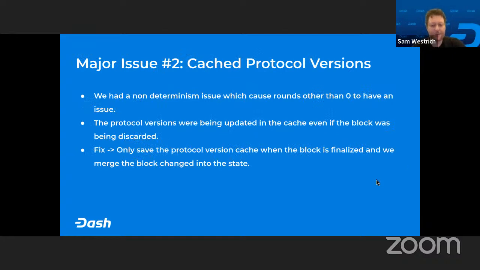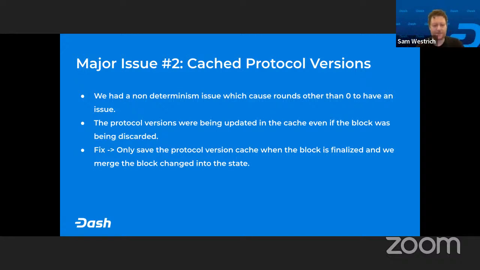The next issue was actually about 2 weeks ago, but this one was a very major one. This actually caused platform to go down very often. It was the cache protocol version issue. So basically what happens is that on every single block, a protocol version is added. Like the proposer says, I want to propose that the protocol version that I want is protocol version 2.